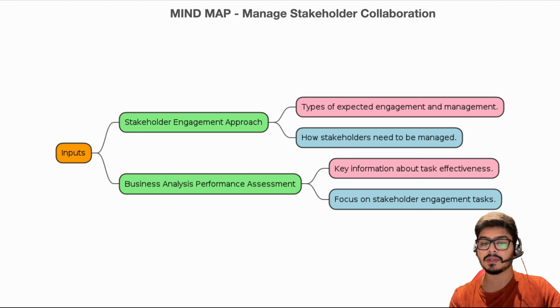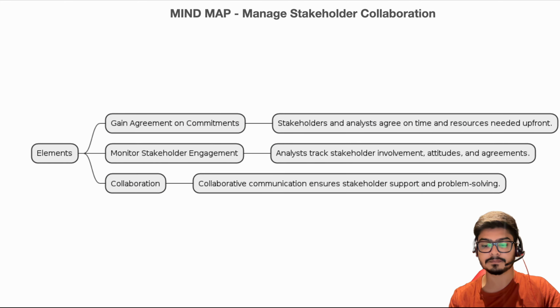Then you need to have a business analysis performance assessment plan that gives you key information about the task as well as focus on stakeholder engagement risk. The reason is you want to show the profit and loss of doing this based on your activities, and that will give you an agreement on whether to do it or not from the stakeholders, because they are the ones who would approve or agree on the tasks that need to be done, and they also have the same impact on them. So these are the inputs that you need to consider before you collaborate with them.